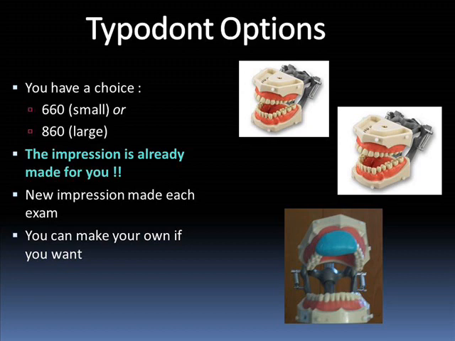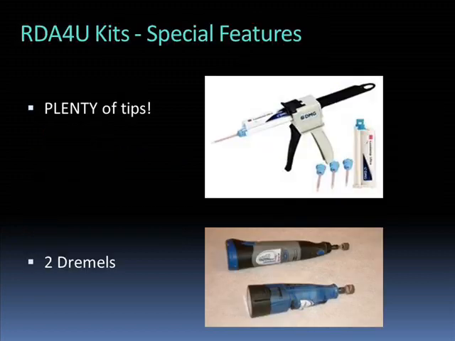New impressions are made for each exam, and you can make your own if you would like to. So you can take a number of impressions in with you to the exam, one that we've done and one that you've done, and use whichever you prefer. We do give you plenty of mixing tips for the auto mix gun for your acrylic. You'll find that we give you plenty, and if you're a nervous Nelly and you absolutely need more in order to make you feel better to go in, we'll give you more, but you have a limited amount of time, again 90 minutes to do these 3 procedures. You certainly don't have time to do a whole lot of crowns.